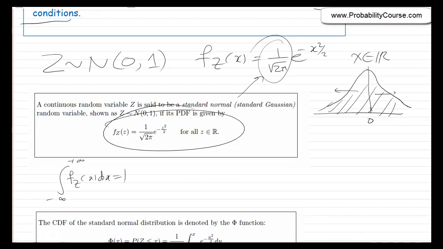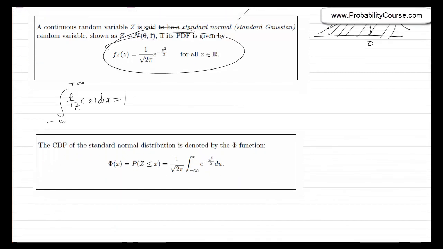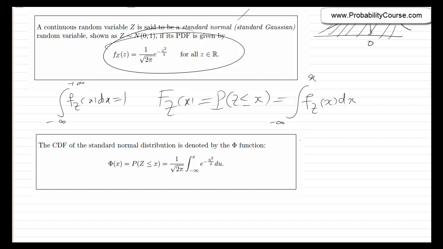Okay, so how about the CDF? Well, the CDF is simply F_Z(x), by definition the probability that Z is less than or equal to x, which is the integral from minus infinity to x of the PDF f_Z(x) dx. Now, because the normal random variable is very important, we give the CDF of the standard normal a specific name. We call it phi of x. Phi of x is the CDF of the standard normal.